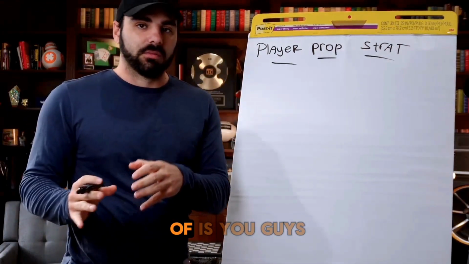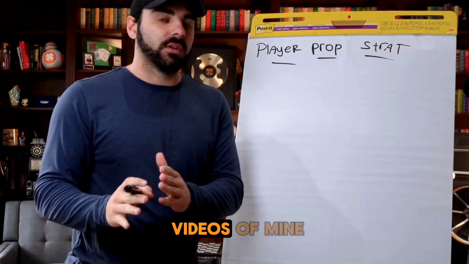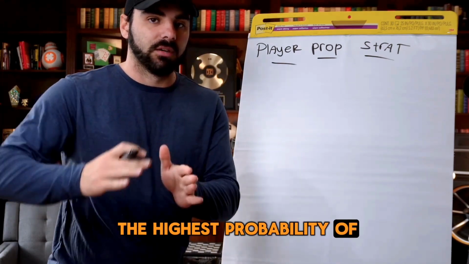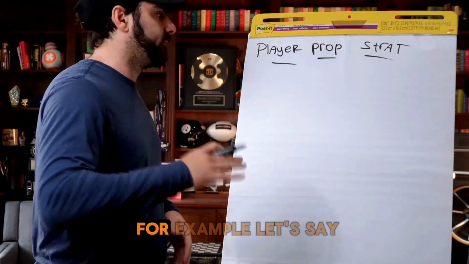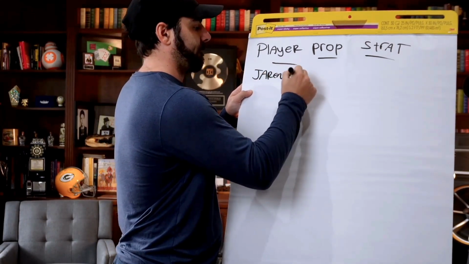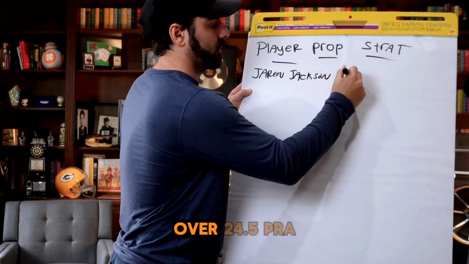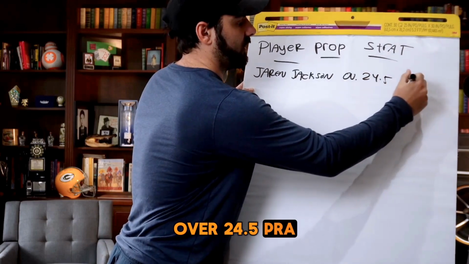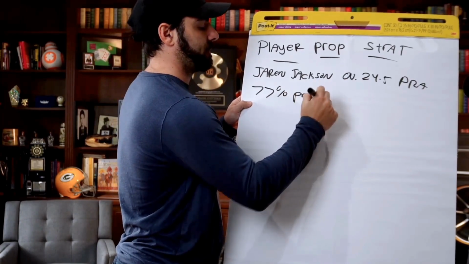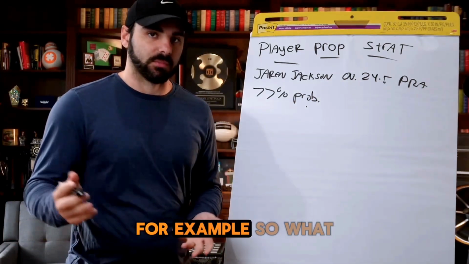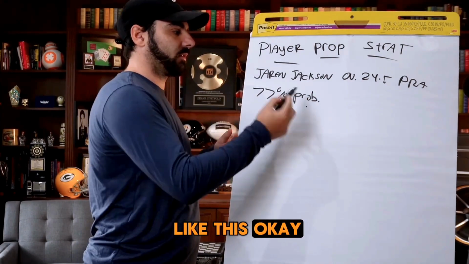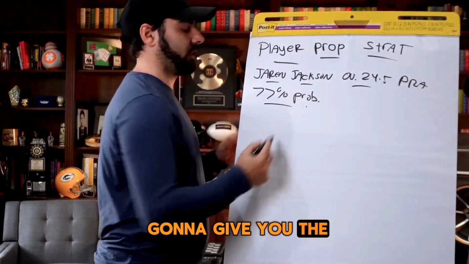Now, what it consists of is, if you've watched other videos of mine, I like to find the player props that have the highest probability of winning. So for example, let's say Jaren Jackson over 24.5 PRA. Let's say he's got a 77% probability of hitting that on that day that he's playing. So what you want to do is identify matchups like this, player props that are going to give you the highest probability.